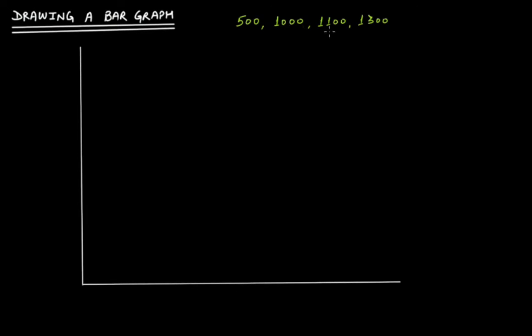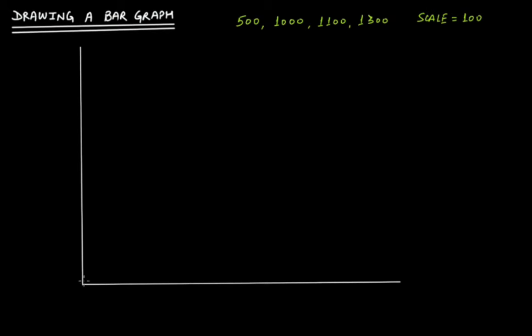No. In that scenario, 1100 and 1300 will be left. And if we make 1000, then 500 will be left. Again, these two numbers will be left. So what should we do? Take our scale as of 100. Make your scale of 100.